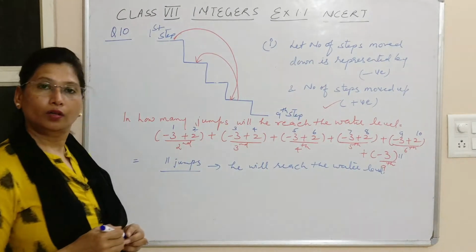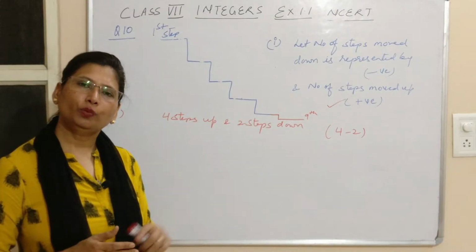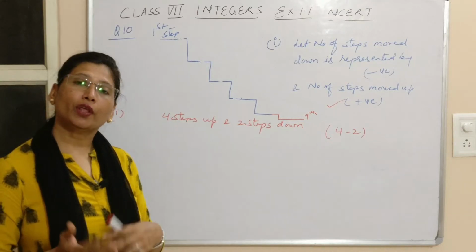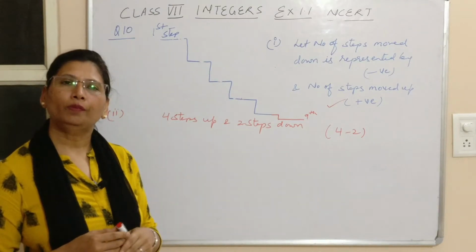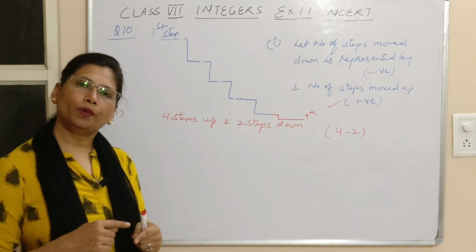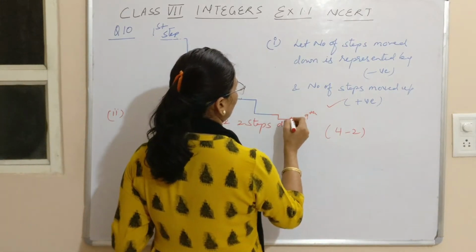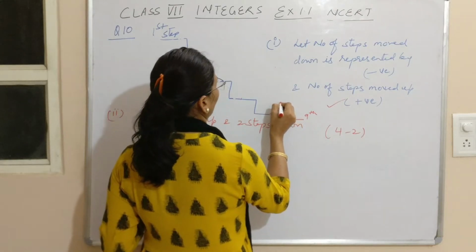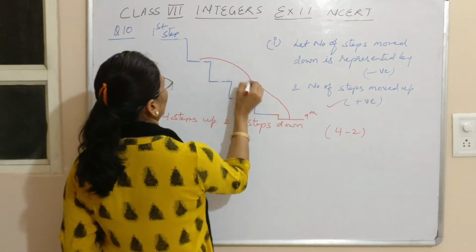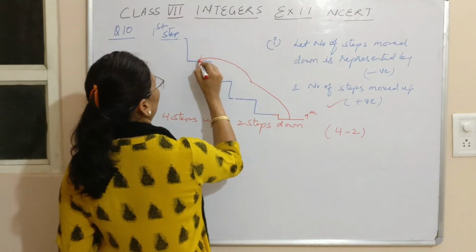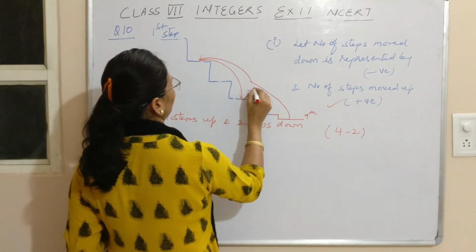After this comes the second part, which is quite interesting. It says that after drinking water he wants to go back to step 1, and he moves 4 steps up and 2 steps down. Suppose he is at the 9th step. He goes 4 steps up, that is 1, 2, 3, 4, and 2 steps down, that is 1, 2. So he'll be at the 7th step.